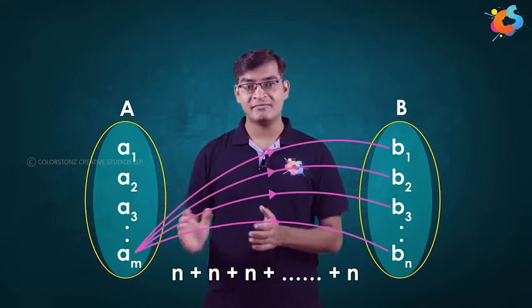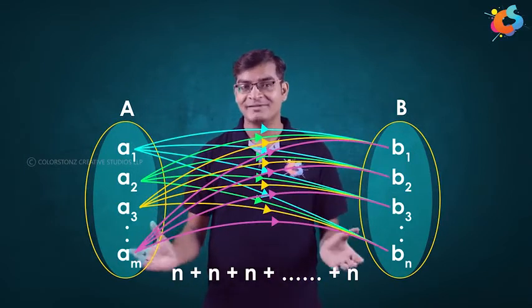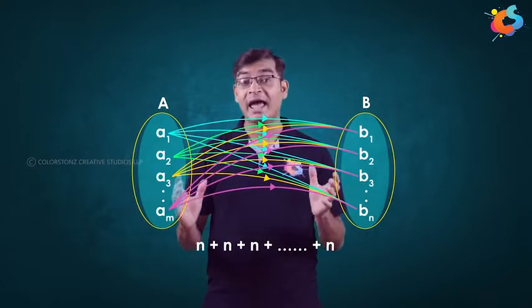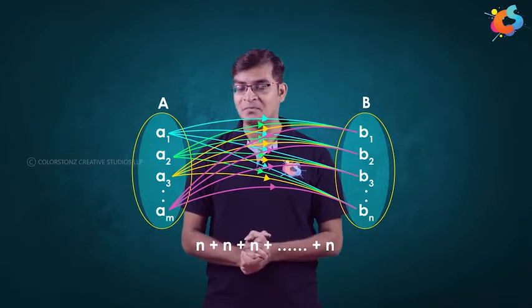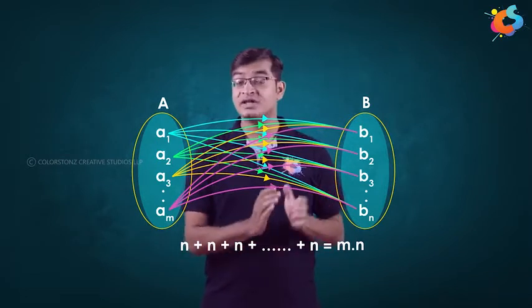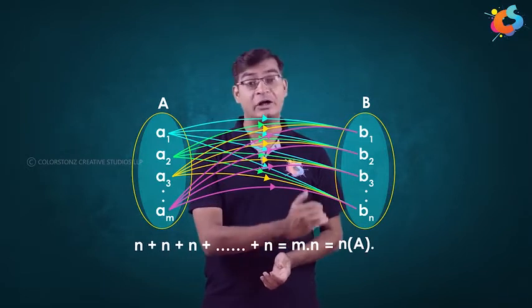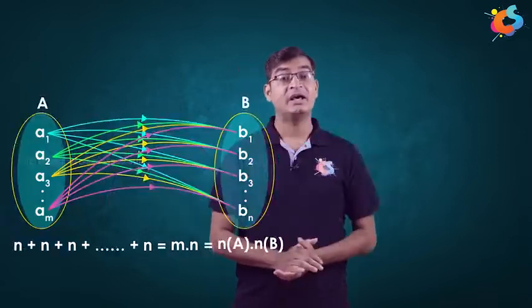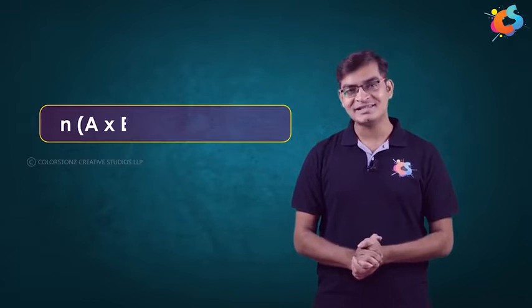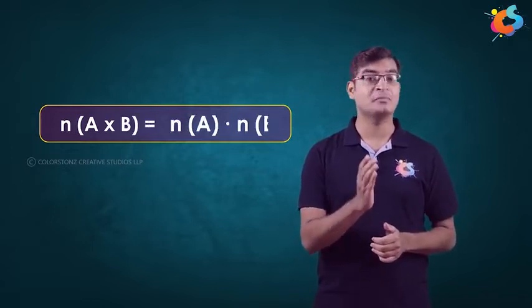So therefore, here we have written all of this sum. So how many times are we getting n? We are getting n m times. So therefore, this sum is equal to m into n. So the same thing can be written like this also, n of A into n of B. So therefore, the number of elements in A cross B set is equal to n of A into n of B.